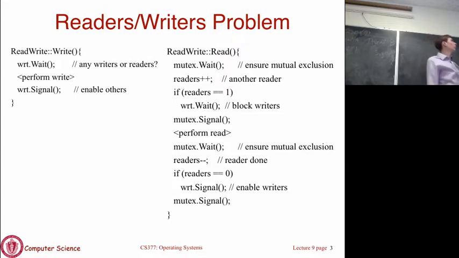You only want one person to tell the writer to wait. And why is it that you might tell multiple people, why might you have multiple threads that tell the writer to wait?